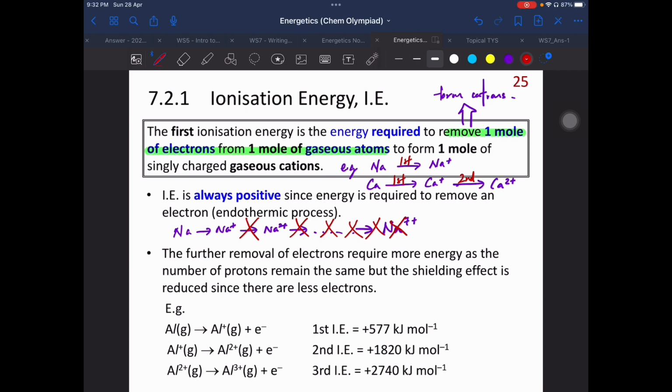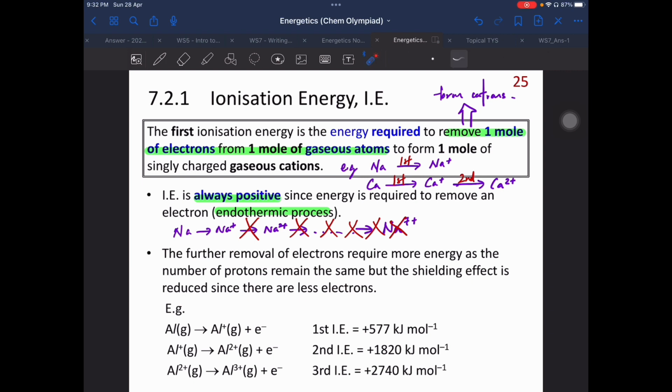So this is something for you to take note of. Since we are talking about removing electrons, if you remove electrons, you need to add energy, so it is endothermic. Because you need to use energy to remove something away. So this is always going to be an endothermic process.